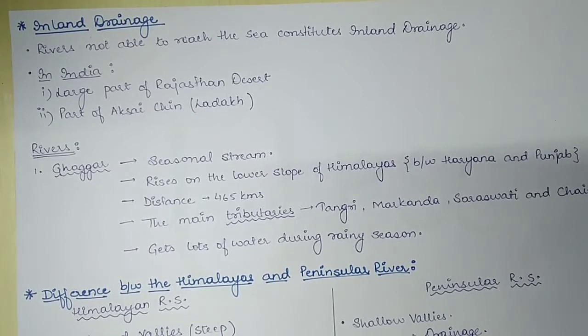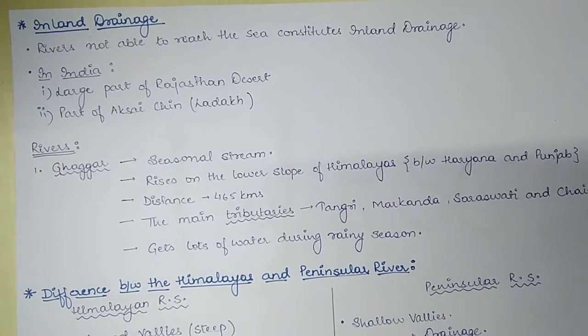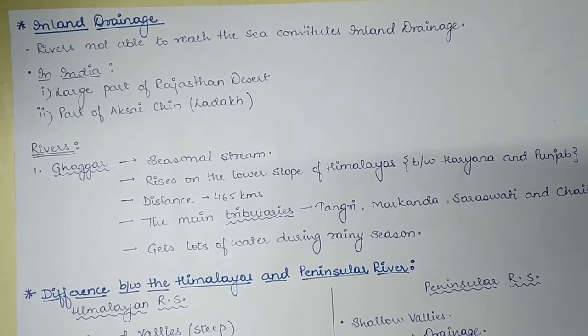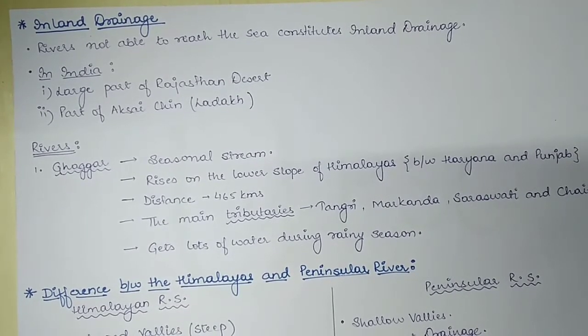Now it covers the distance of 465 kilometers. Now this river was earlier an affluent of the Indus River, and its proof can be seen as the old channel is still trackable. Okay, so the dry bed of the old channel is still trackable.